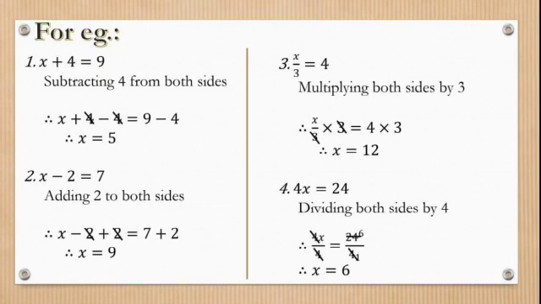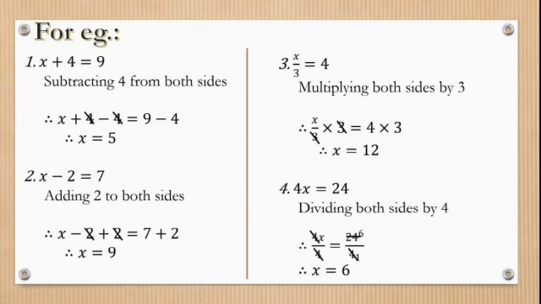Okay. Now let's see the third example. x divided by 3 is equal to 4. Now when there is a division sign, you are going to multiply. Correct? You are going to remove 3 by multiplying 3 on both sides. So multiplying both sides by 3, x upon 3 into 3 is equal to 4 into 3. 3 gets cancelled. So x is equal to 4 threes, which is what? 12. Got it?